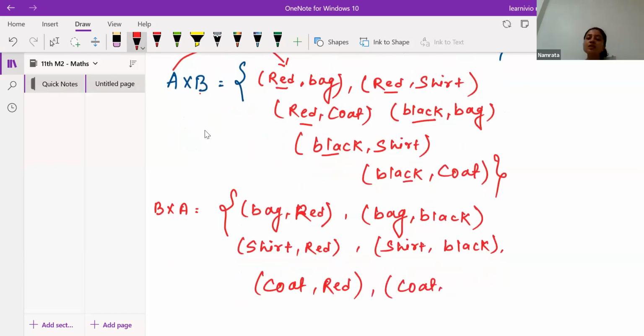So bag can be red, bag can be black. Similarly, shirt can be red, shirt can be black. After this, coat can be red and coat can be black. So whenever we are finding B cross A, we write the element of B first. That's it. That much you have to be careful with. So coat with black. We will just write the possibilities and then we are done.